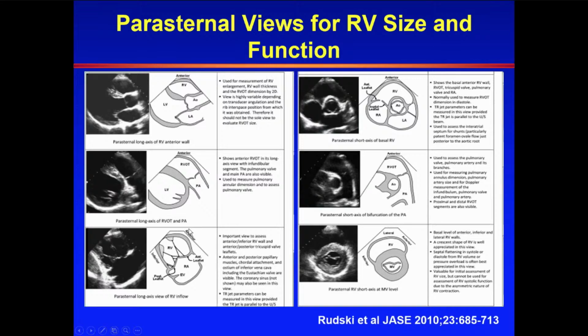Another view is a parasternal long axis view that gets you the right ventricular outflow tract and the pulmonary artery, and you see the pulmonic valve. Very nice view to look at the distal diameter of the RV outflow tract, and the maximum size for that is 27 millimeters.